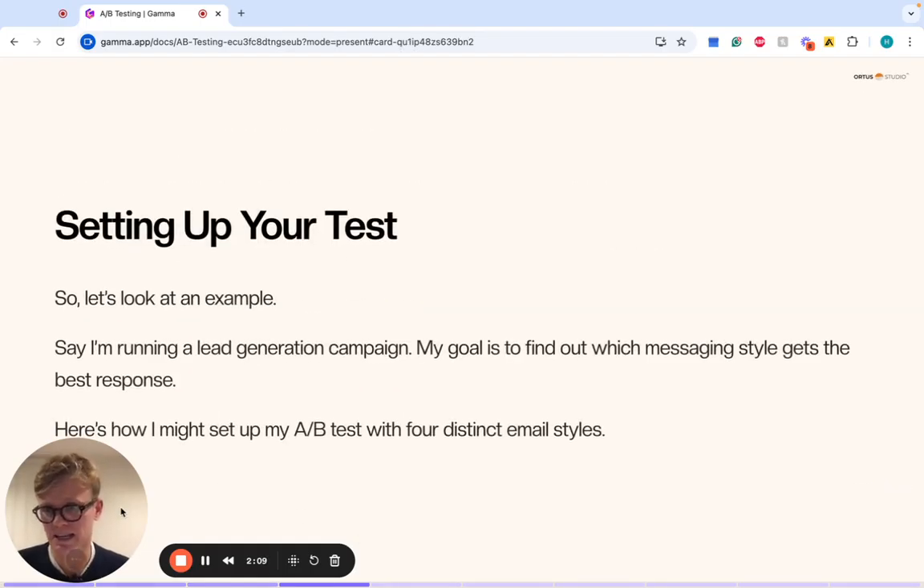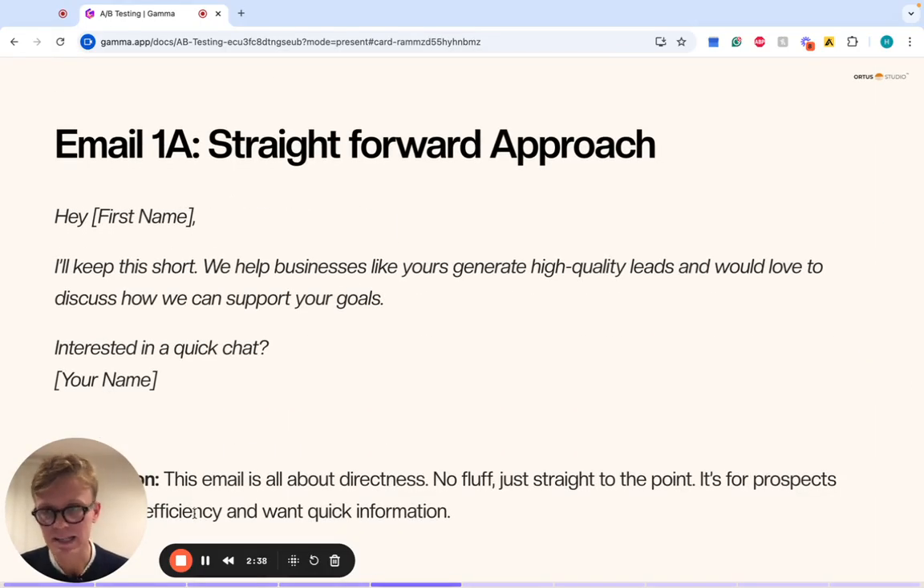So how do we set up the test? Let's look at an example. I'm going to talk about this from my own standpoint, as I run a lead generation business. So this is how I would approach it. Say I'm running a lead gen campaign. My goal is to find out what messaging style gets the best responses. And here's how I might set up my A/B test with 4 distinct email styles. Obviously, these scripts I'm about to show you aren't gospel, but they show the overarching theme of how you'd approach this. So let's say email 1.